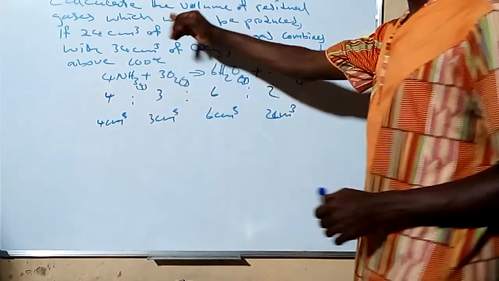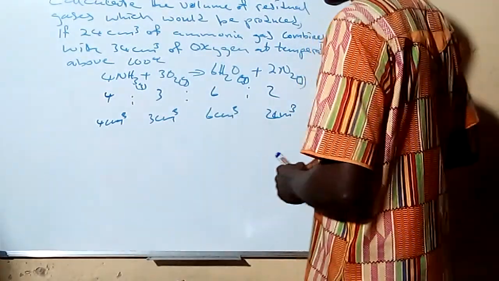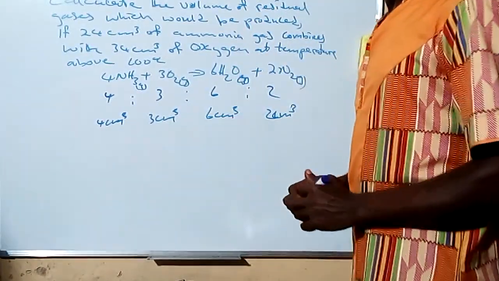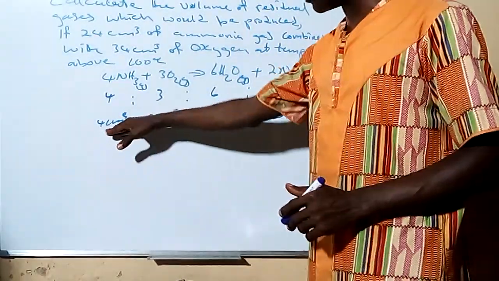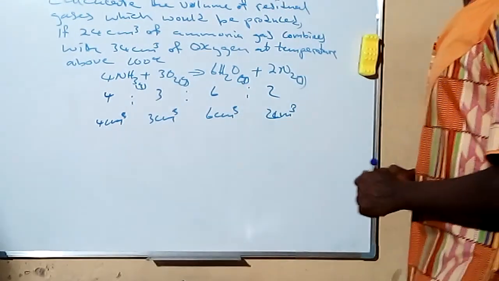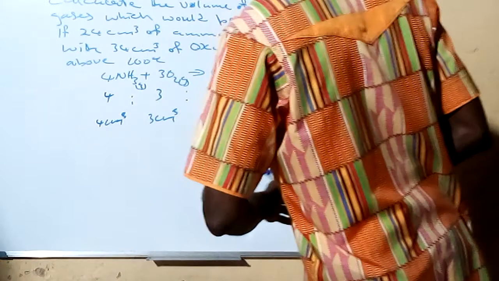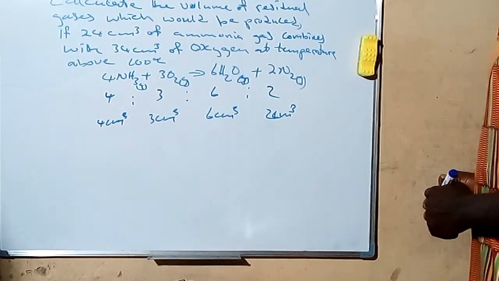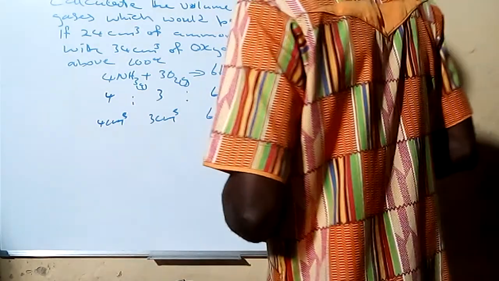At the end of this reaction, we find that any reactant that is in excess is not likely to go into reaction; they will always combine based on the ratio of their combination. So in this case, we have 24 cm3 of ammonia gas combining with 34 cm3 of oxygen.